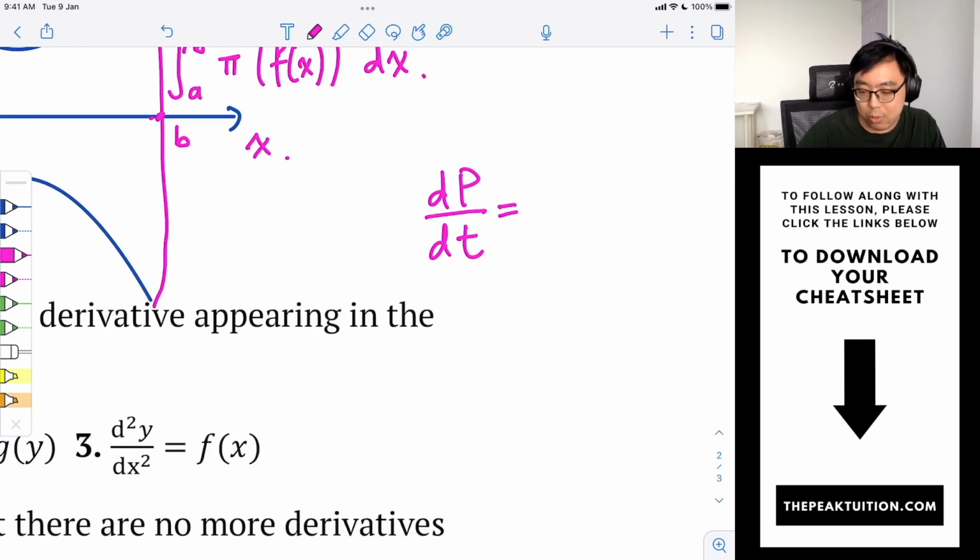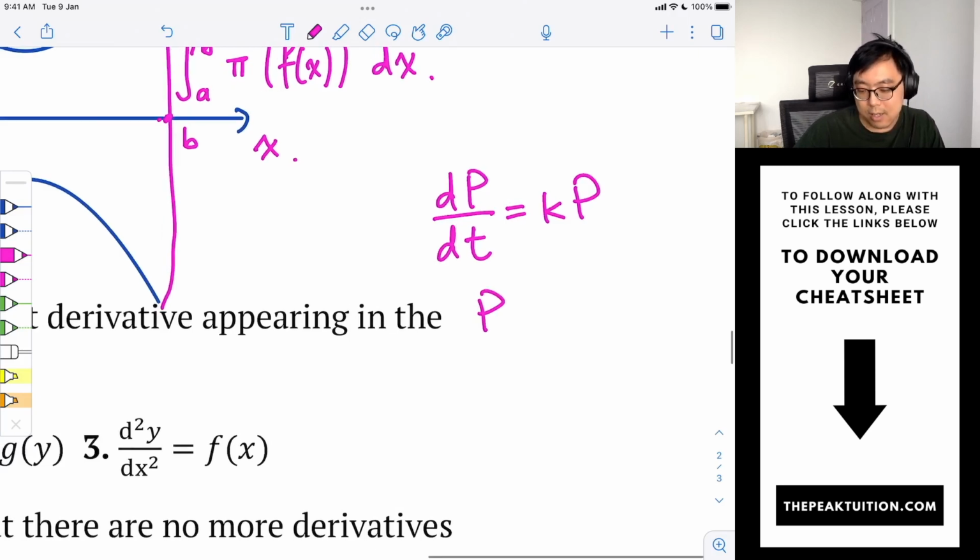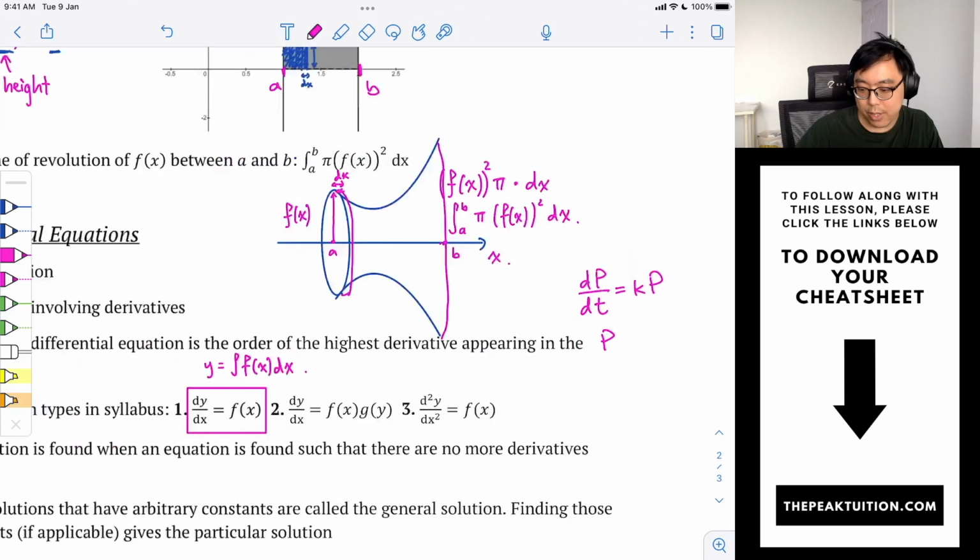And this will be related by a linear relation, proportional to how many people are infected. So this will be dP/dt equals kP. Remember, P is the infected population. Then we want to know how this grows, so we need to solve for P. And this is why we need to learn differential equations.